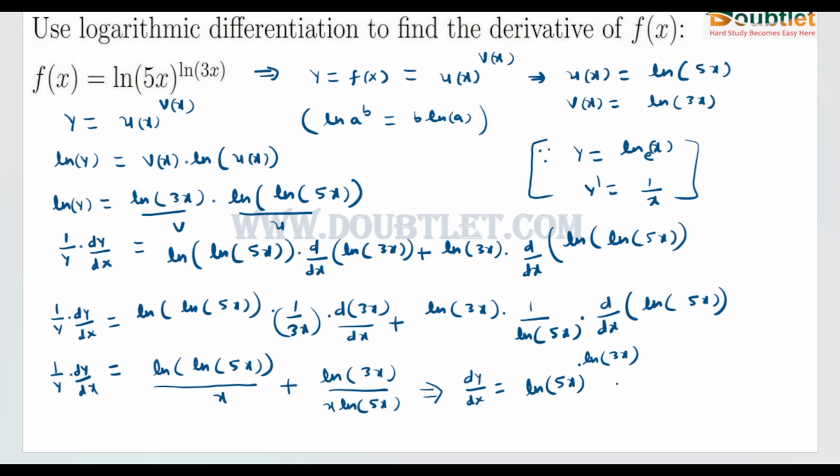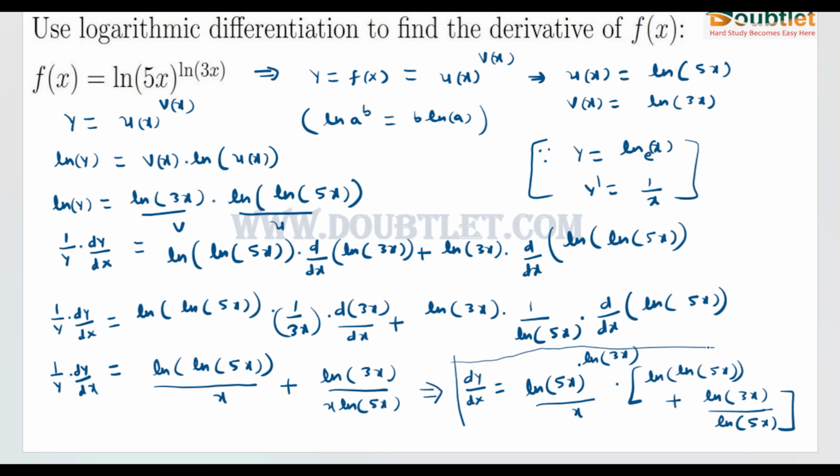So this is y. If we multiply this whole term, 1 upon x will be taken out common. So 1 upon x will be divided into this directly. And now we can write this as ln of ln 5x plus ln 3x divided by ln 5x. So basically this is the whole differentiation of this ln to the power ln function. We can write this dy by dx as we have written here.